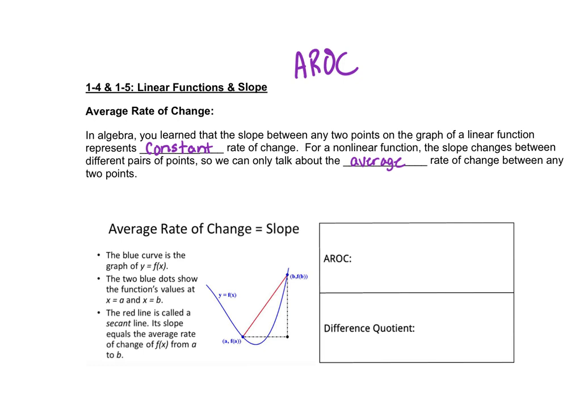Okay, if we have a function that is not linear, so it could be a parabola, it could be some other type of funky curve, and I'm going to show you a few here in just a second. So if it's something that's not linear, you've got to think about the fact that our slope is changing between any 2 different pairs of points that we are looking at. I'm going to show you some examples of that in a second. So we can't talk about it being a constant rate of change.